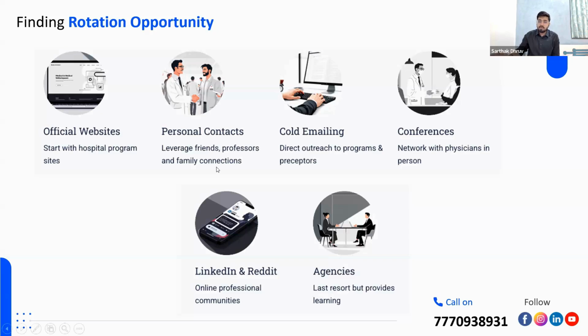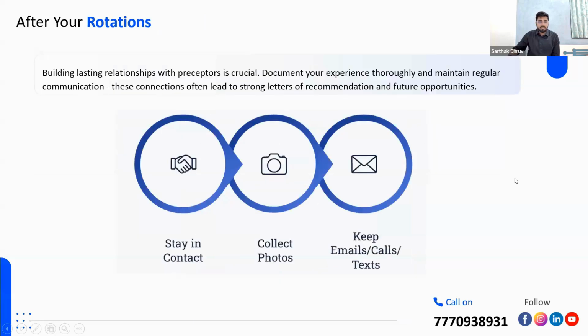If you don't get any rotation in the end, do it because you want at least 4 LORs at the end. The main goal is to match. So go for it. With the official websites or personal contact or cold emailing, you might find free rotations. With the agencies, it's costly. So these are the main things for today's lecture.